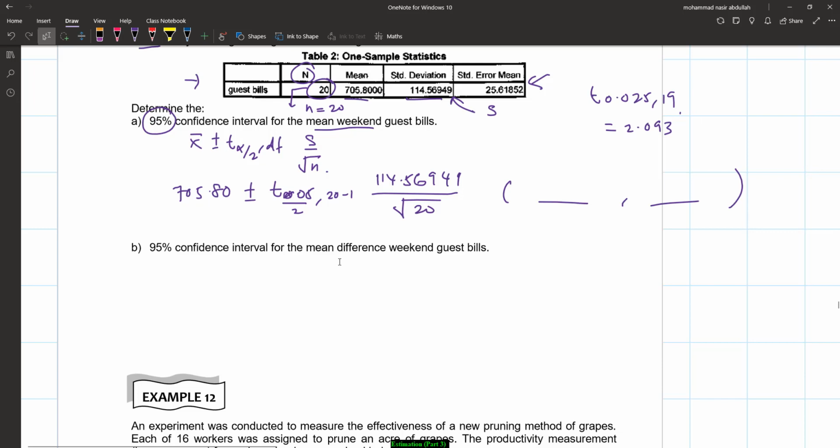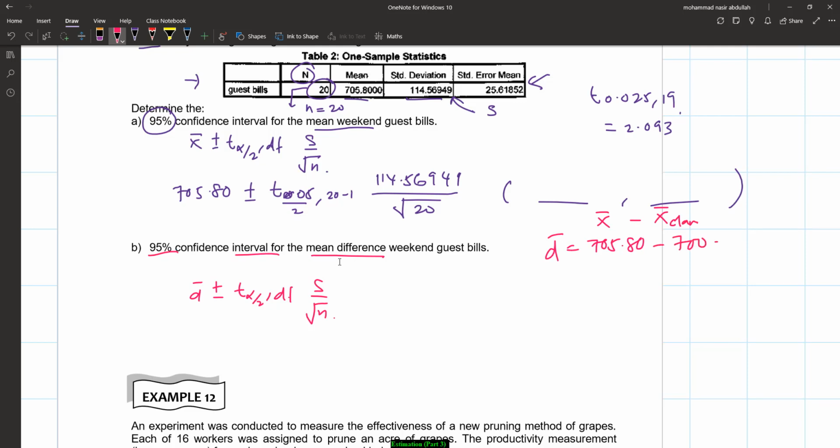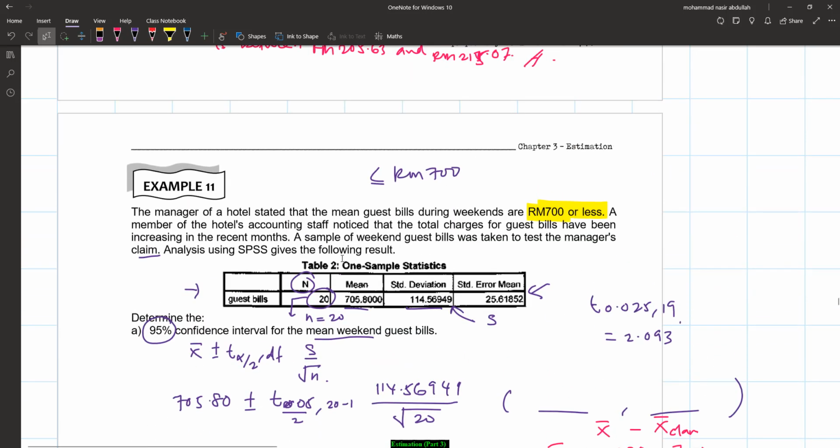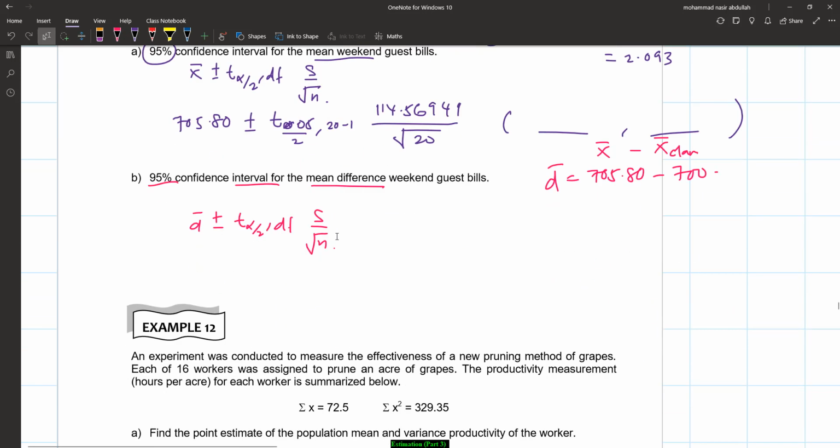So we don't have much time. So next is we want to find 95% confidence interval for mean difference. Mean difference, so D plus minus t alpha divided by 2 with degree of freedom, s divided by square root of n. So D is 705.80, which is our mean, minus the claim mean. Claim is 700, right? So the claim just now was how much? 700, right? So this one should be 5.80.